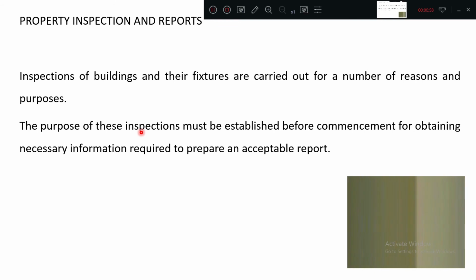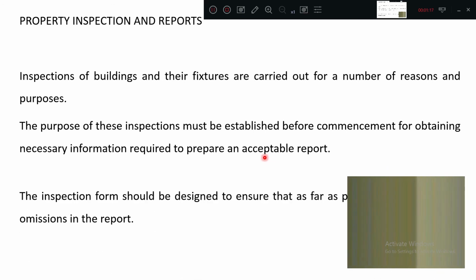The purpose of doing this inspection must be established preliminarily, for later on, to prepare the acceptable report. The purpose of the inspection must be established before starting to get the information, and that information is reported later on.